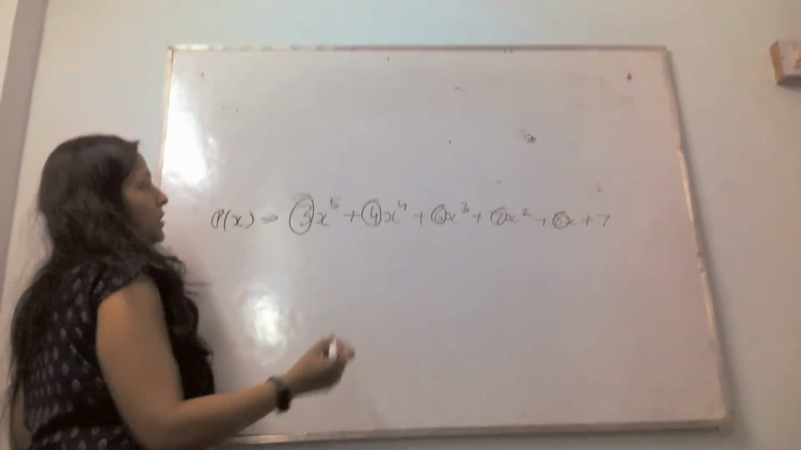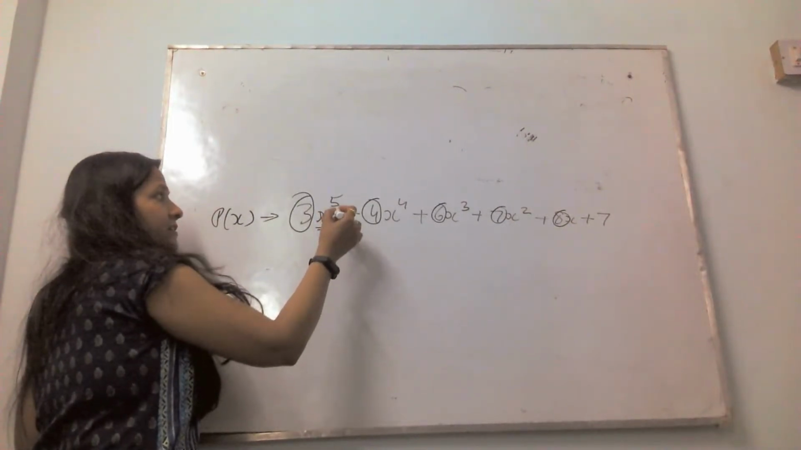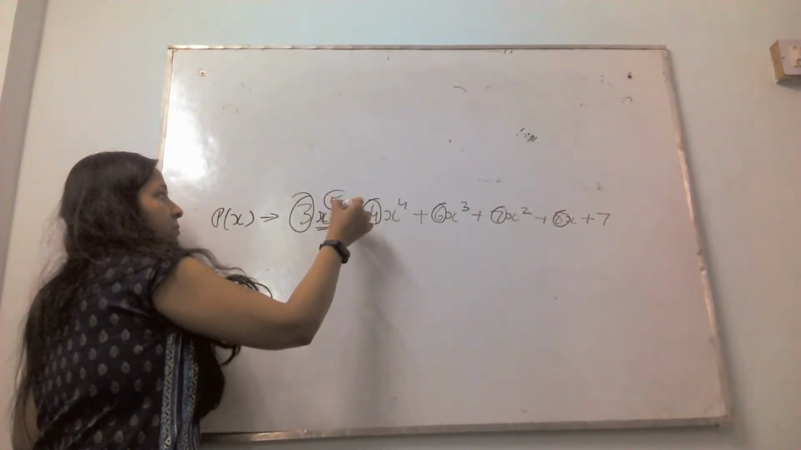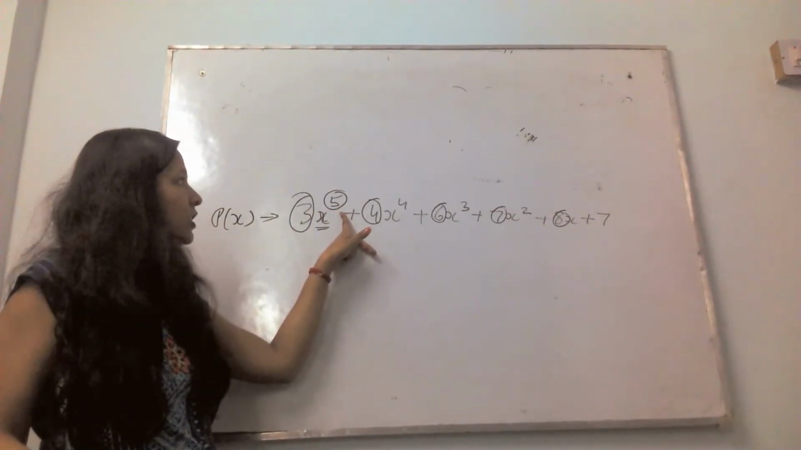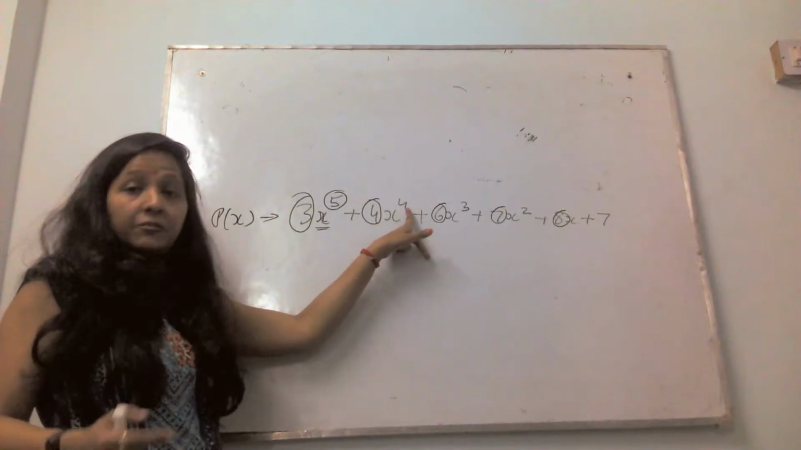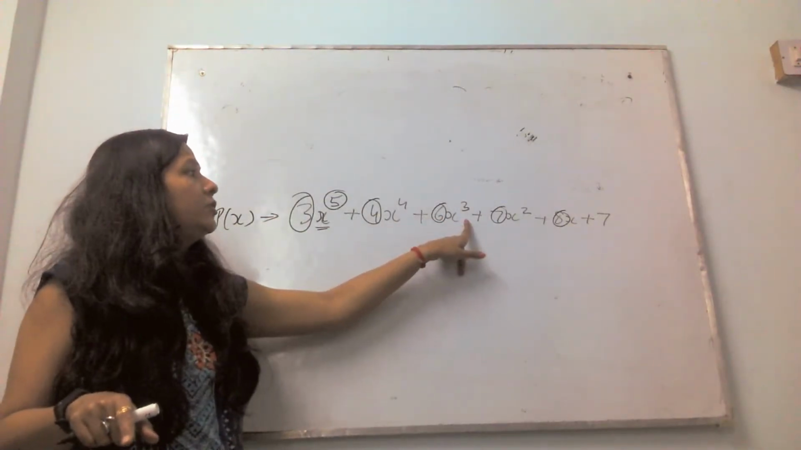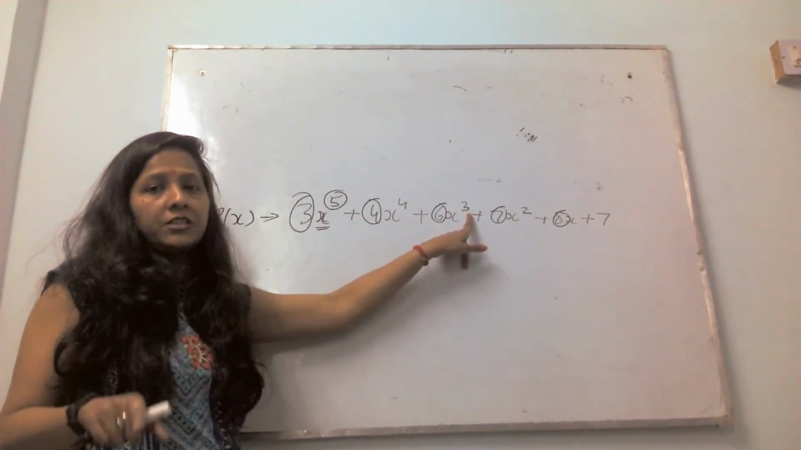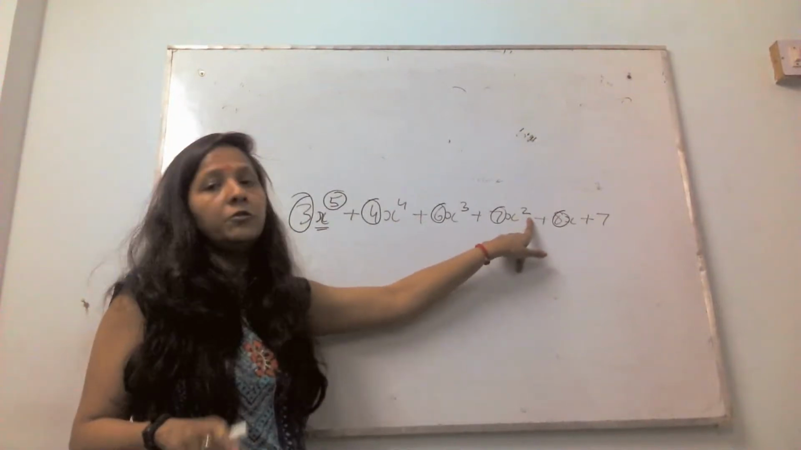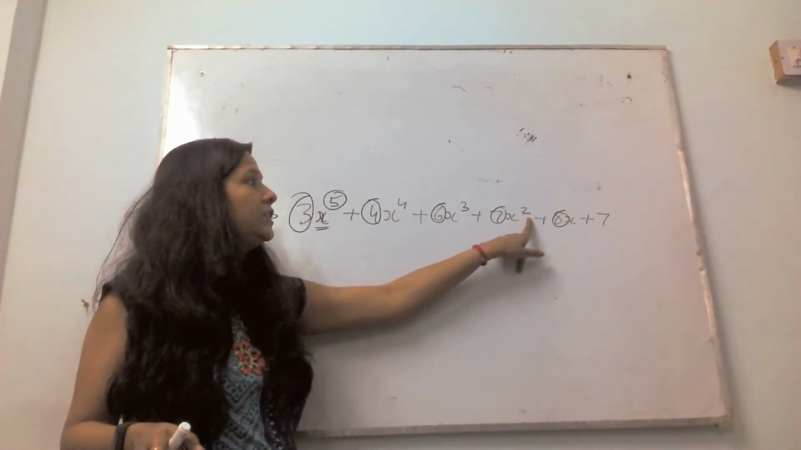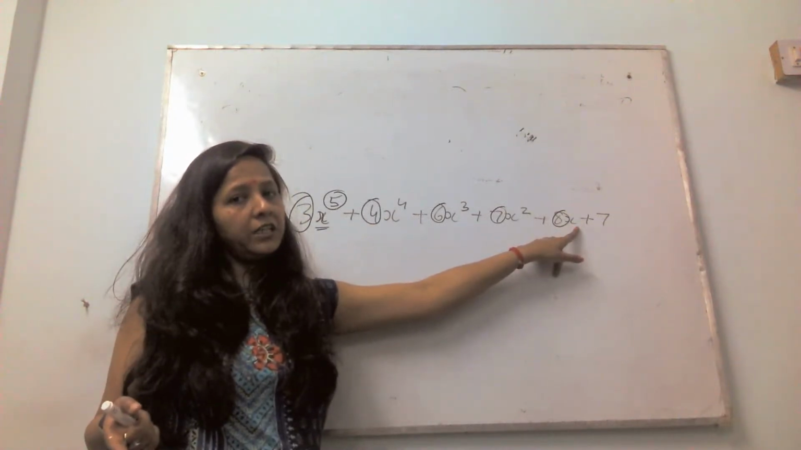What we have to notice is the power of the variable, that is the power of x. The power of x is 5, which is a non-negative integer. The power of x is 4, which is again a non-negative integer. Power of x is 3, again a non-negative integer. Power of x is 2, again a non-negative integer. Power of x is 1, again a non-negative integer.